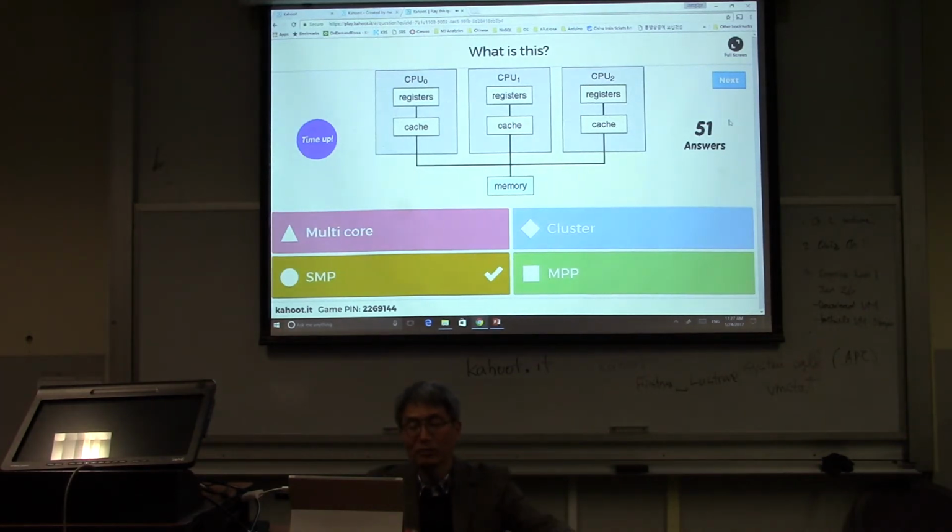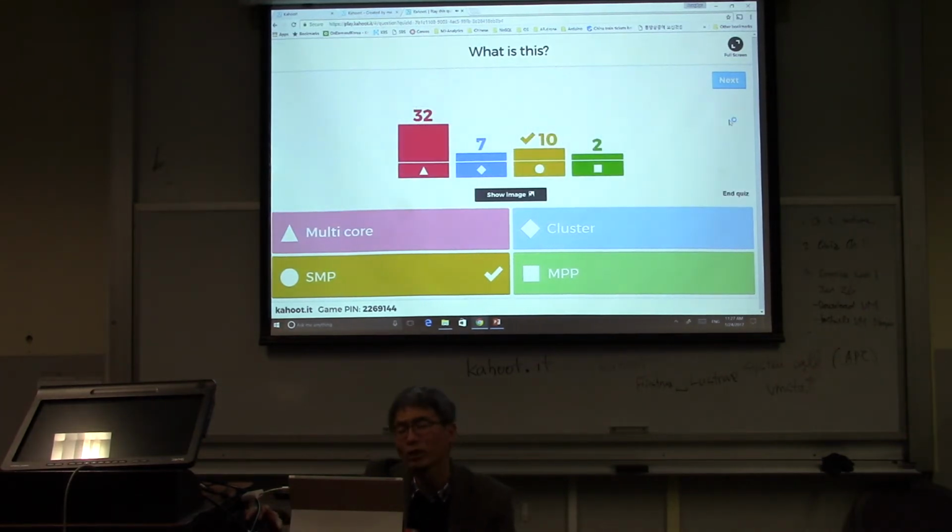This is a symmetric multiple processor. Multi-core is one chip with multiple cores. But in this case, we have multiple chips that share the memory. It's the multi-processor. So if you have two processors, dual processor, this is an SMP. But if you have one processor but multi-core, it's a single processor multi-core system like the quad core. But you still have one processor. Okay.